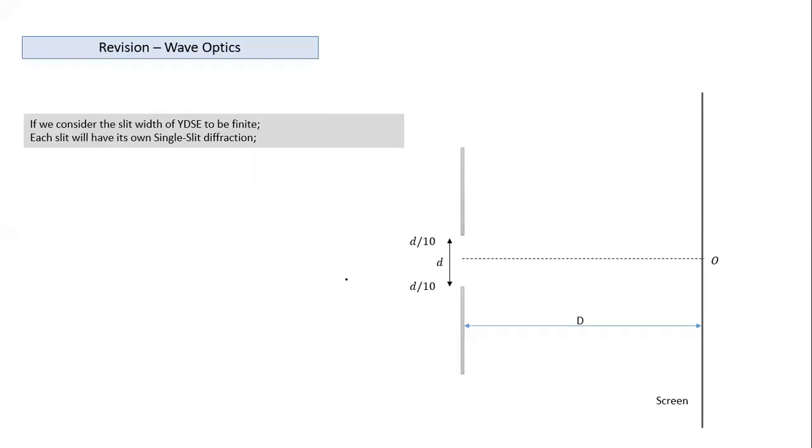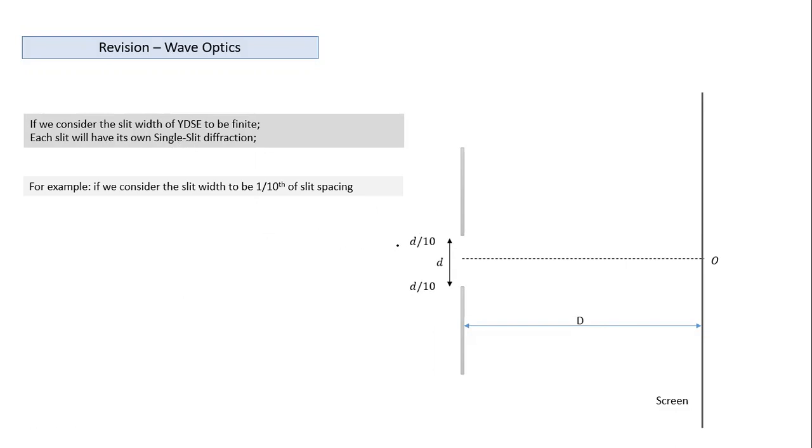In this case, each slit will have its own single slit diffraction. In the case of YDSE also, the slit will have a certain width. It cannot be zero. It cannot be taken as just a single point. And whatever width it has, corresponding to that, it will have a diffraction pattern. And because of the presence of two slits, it also has the YDSE pattern. So in YDSE, it should have both things.